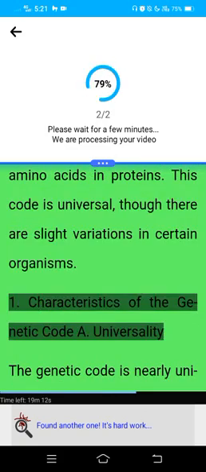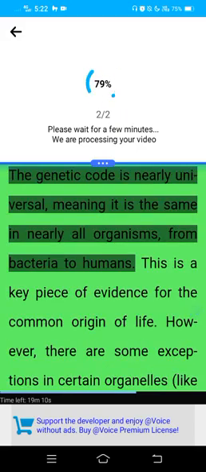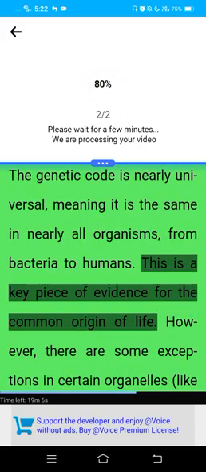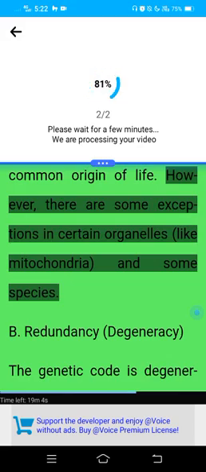1. Characteristics of the genetic code. A. Universality. The genetic code is nearly universal, meaning it is the same in nearly all organisms, from bacteria to humans. This is a key piece of evidence for the common origin of life. However, there are some exceptions in certain organelles, like mitochondria, and some species.